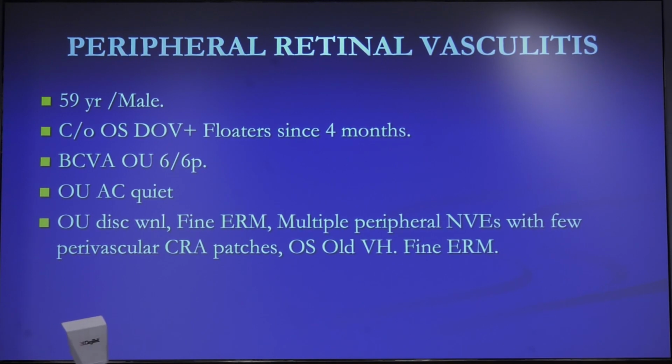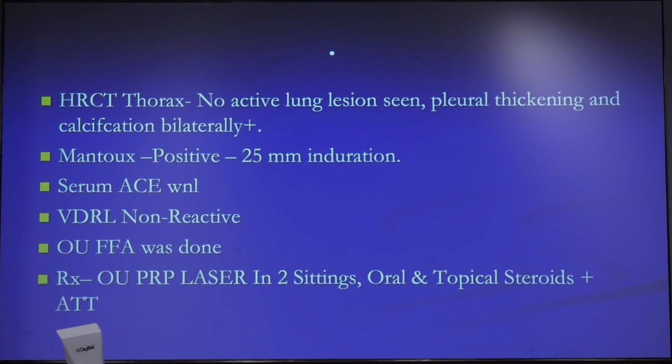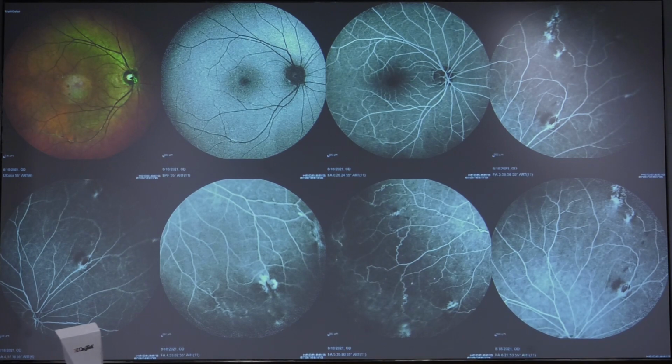This is a case of peripheral retinal vasculitis in a 59-year-old male with floaters for the past 4 months in the left eye. Disc was within normal limits. There was a fine ERM with multiple peripheral NVEs with few perivascular CRA patches, and the left eye also had an old vitreous hemorrhage. So this is how the FFA picture looked.